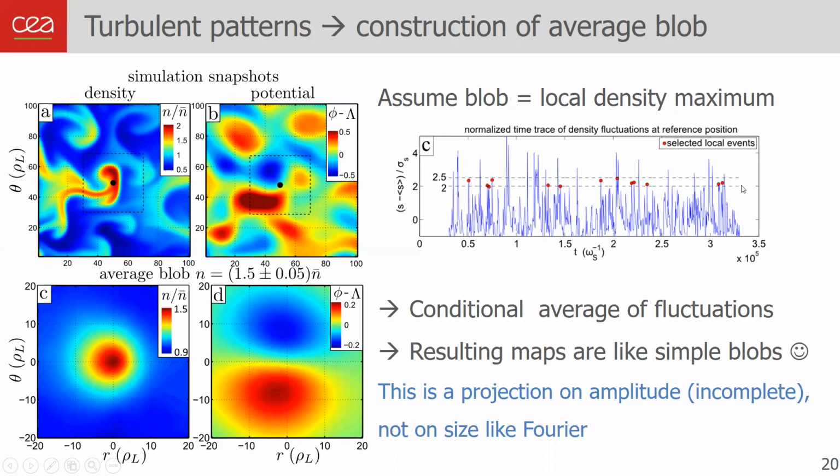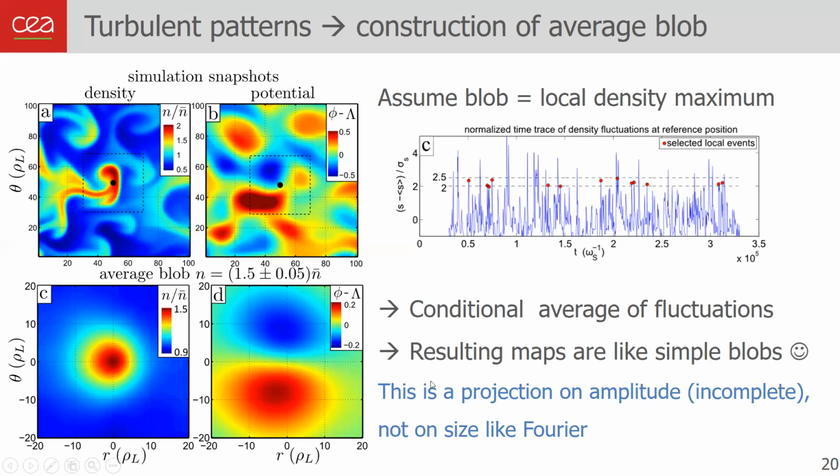And so you can pick up different maximums at around a certain value of the blob amplitude, and you simply conditional average the fluctuations on these specific time events. And what you get from these turbulent maps are indeed these nicely behaving structures. So it shows that, yes, maybe if we do this average, we can get simple objects from complex instantaneous events.